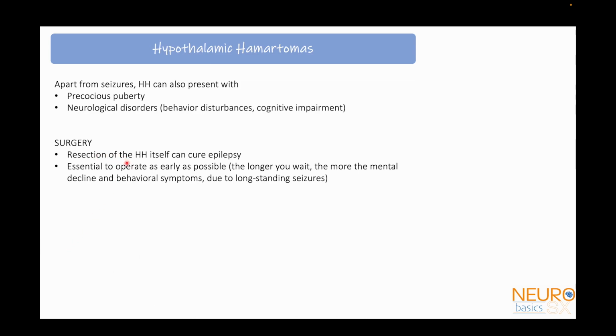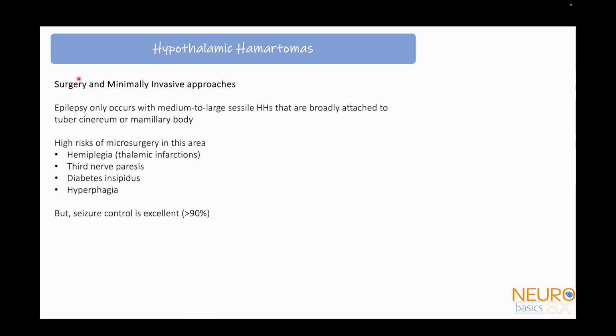Okay, now resection itself can just cure epilepsy, and it is important to do treatment as early as possible because the longer we wait, the more the problems arising from long-standing seizures. Okay, now it is important to remember that hypothalamic hamartomas are located in areas which are very difficult to access and have a lot of eloquent structures around them, making them very risky to approach. So they're usually broadly attached to tuber cinereum or mammillary body, and that is usually when you get epilepsy, and you can just imagine how difficult that would be to go and surgically resect.